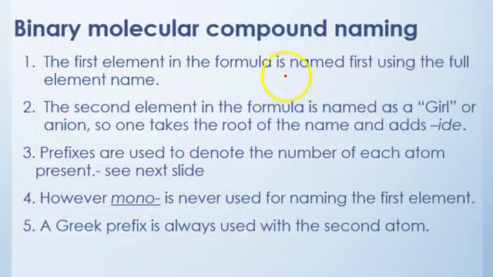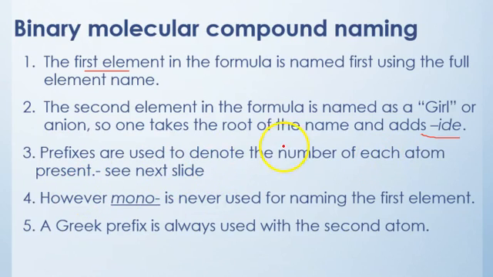The first element of the formula is named using the full name of the element. We don't change it to sulfide; we say sulfur if it's the first element. The second element, just like our other naming system, ends in "ide": I-D-E, ide. Prefixes are used to denote the number of each atom present.